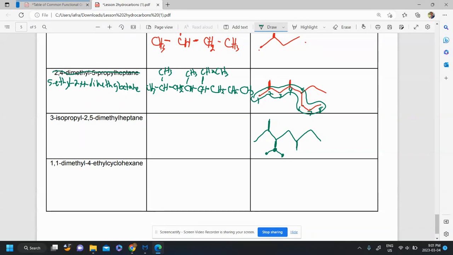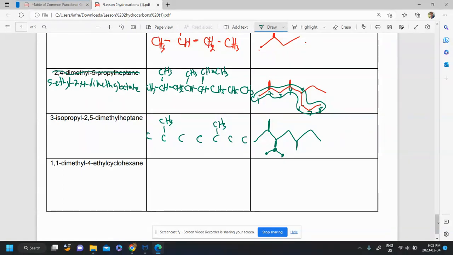So let's try to do the same thing, but this time for the structural formula. So we'll do our heptane. So 1, 2, 3, 4, 5, 6, 7. On carbon number 2, we have a methyl. On carbon number 5, we have a methyl as well.